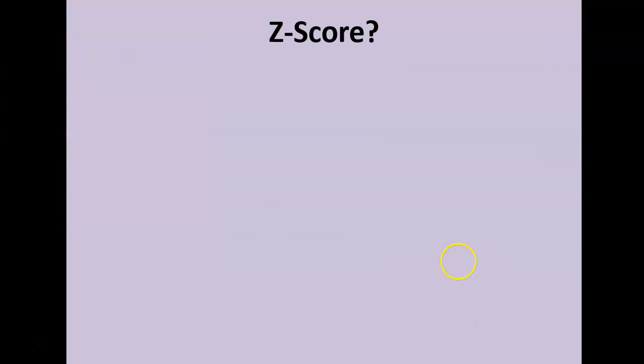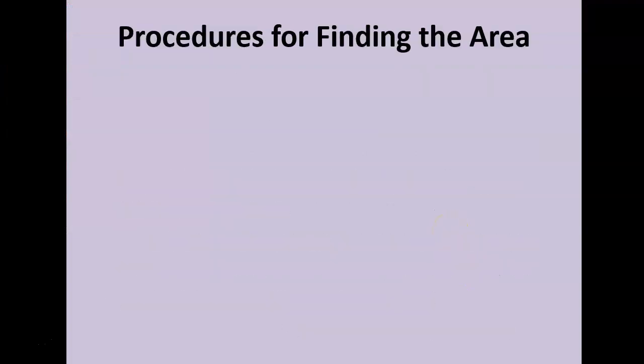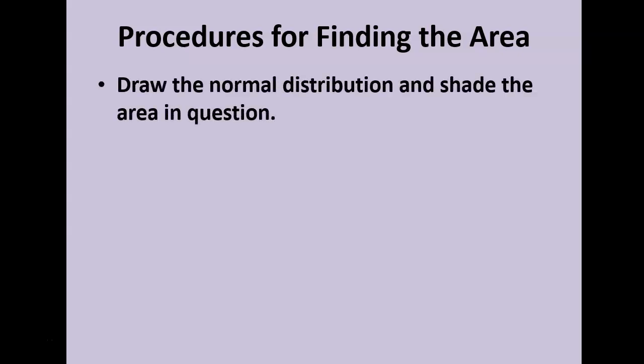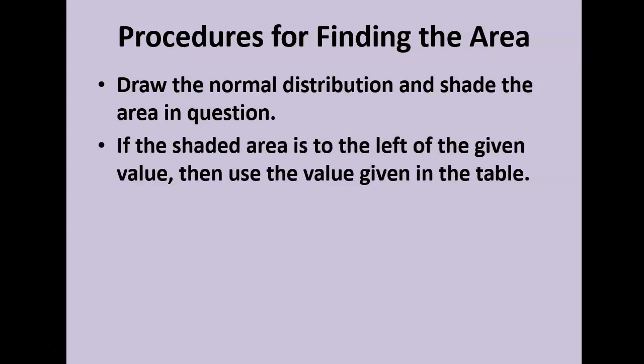Let's look at a couple of examples here, and maybe we can get into this. But whenever we find this area, we might want to make a rough sketch of our distribution and shade the area in question. If the shaded area that we're dealing with is less than a value that we're given, or to the left of that value, we're always going to use the value that we get from the table.